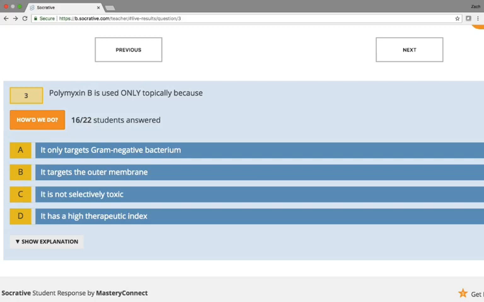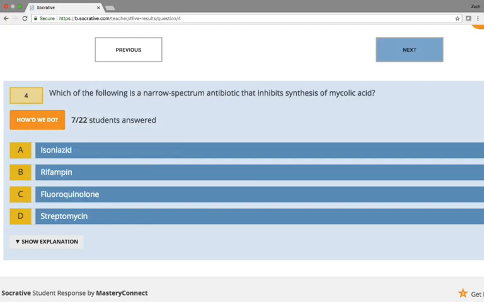All right. Sorry. Let's do this one again. Which of these is narrow spectrum? Anybody want to just give the answer for this one since we've covered this a little bit already?